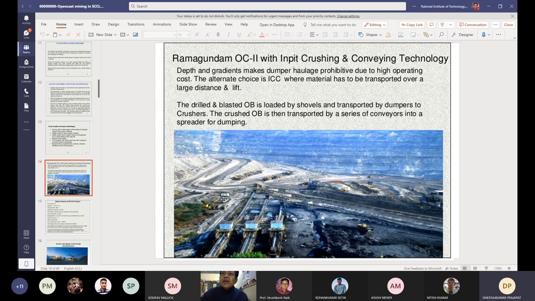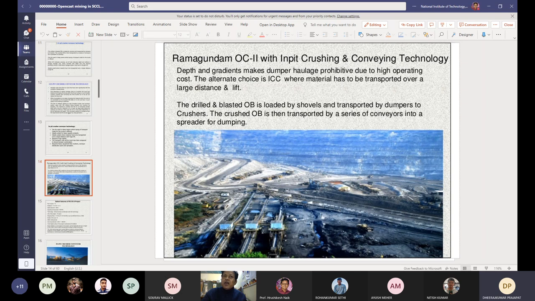So you see in this diagram, this is the pit, the mine from where the overburden material is mined, drilled and blasted, and after that, with the help of a dumper and shovel, the overburden is taken to the crusher. After the material is crushed, it is loaded to the belt conveyor. Here in this mine, there are three belt conveyor systems, a series of belt conveyors.